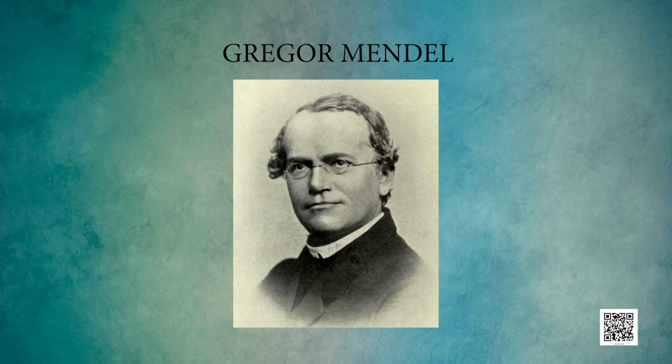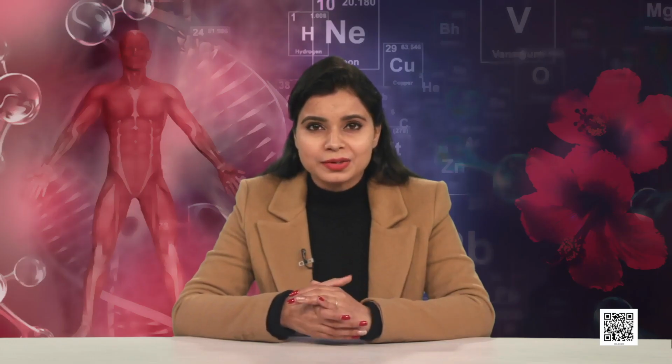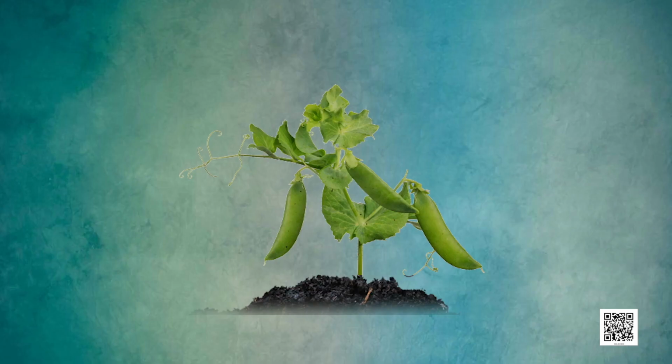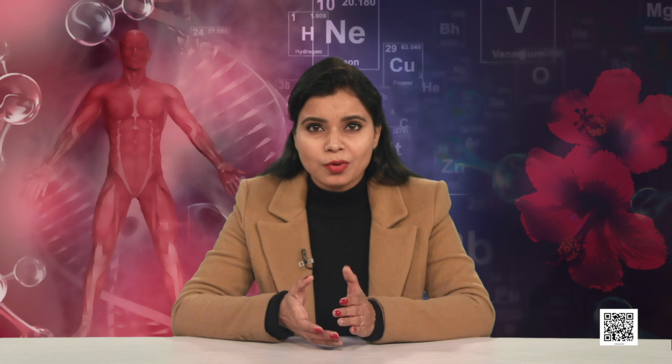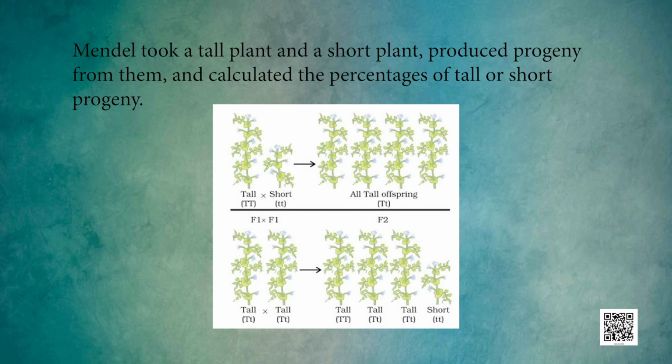Let us have a look at what he did. Mendel worked with 7 characteristics of pea plant: seed shape, round and wrinkled seeds; plant height, tall or short; color of flower, white or violet; pod shape, which you also call chilka; color of pod; and flower position. He took pea plants with different characteristics, a tall plant and a short plant, produced progeny from them and calculated the percentage of tall or short progeny.